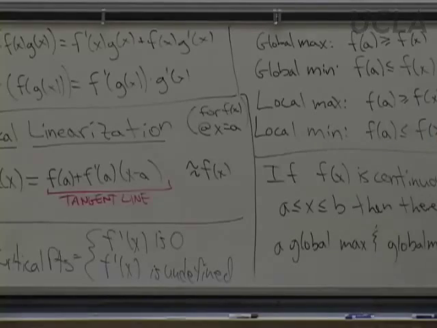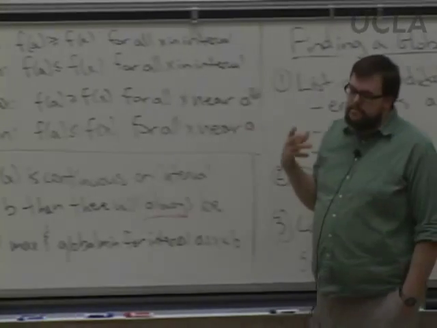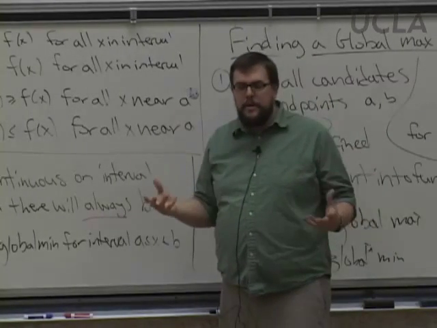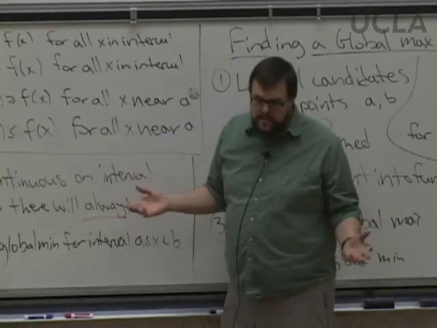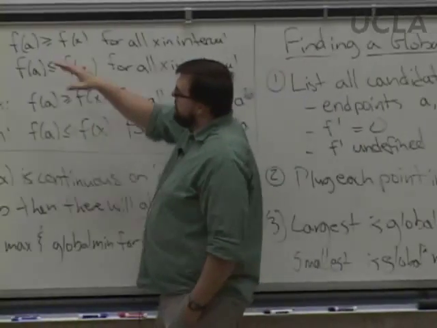Then we jumped into the next section where we focus on max and mins. Now max and mins, intuitively we know what max and min means. Max says you're bigger than everything else. Min means you're smaller than everything else. And there's two kinds of max and mins.